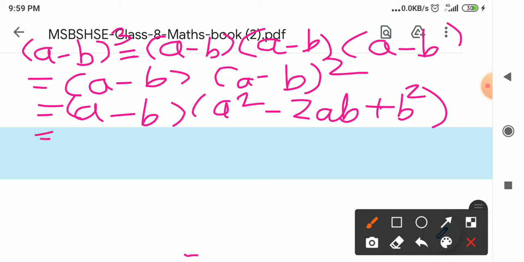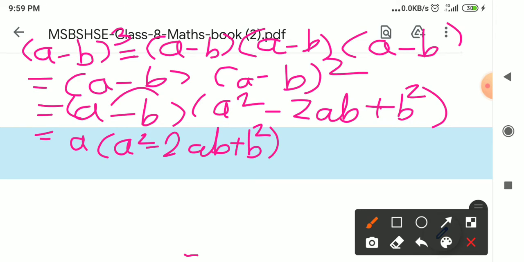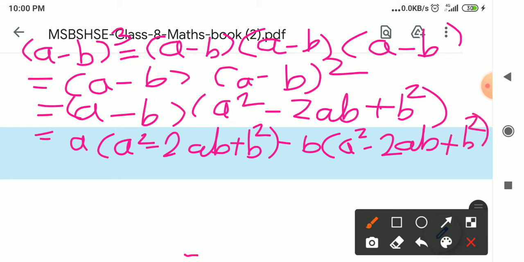The next step is that you take the first term from the first bracket, that is a, and multiply it with the whole second bracket, a square minus 2ab plus b square. And this minus b we multiply with the whole bracket, so minus b into (a square minus 2ab plus b square). Now we have to multiply.